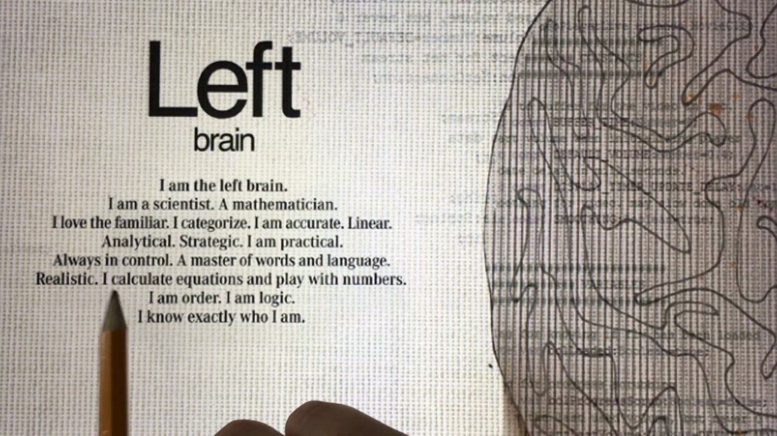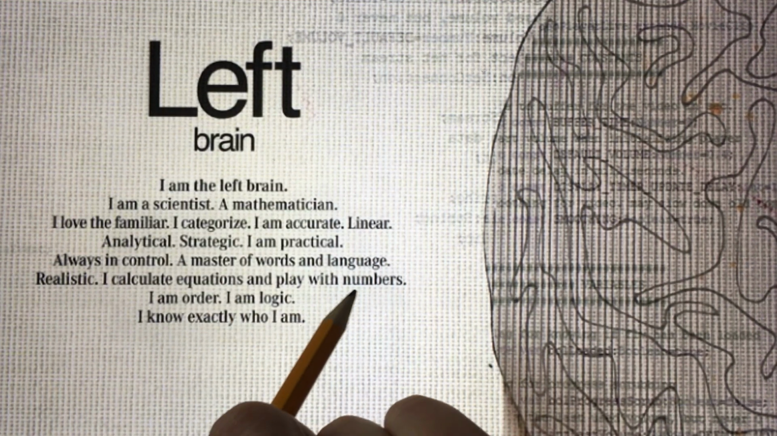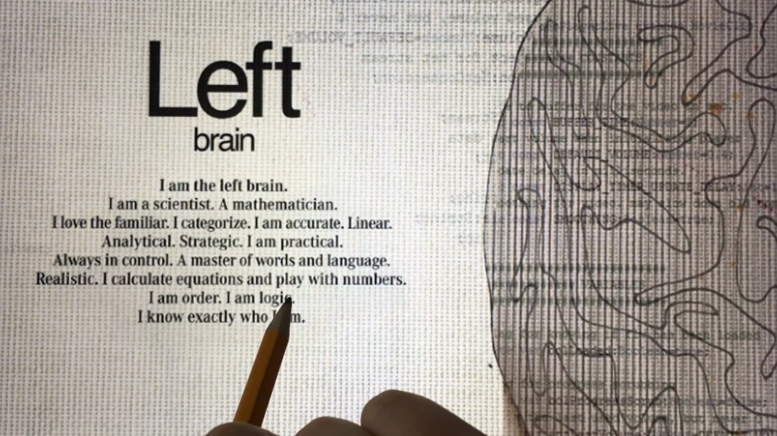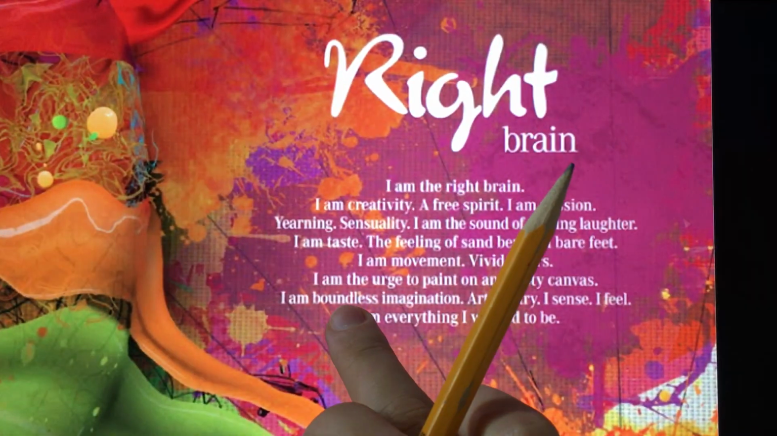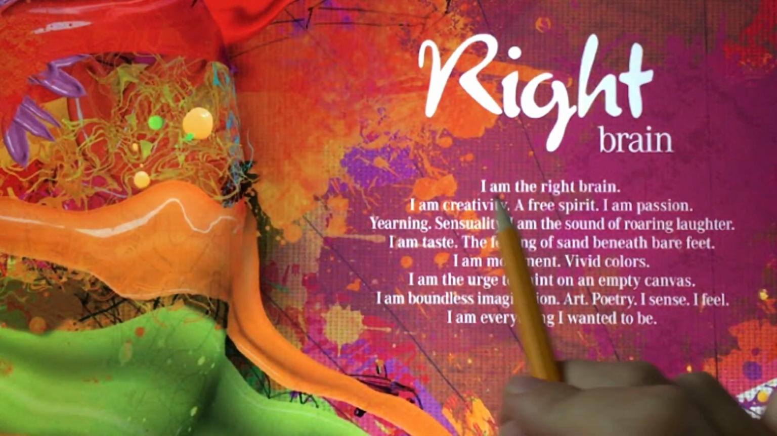Left brain is realistic. I calculate equations and play with numbers. I am order, I am logic, I know exactly who I am. Now let's compare the right brain. I am the right brain.